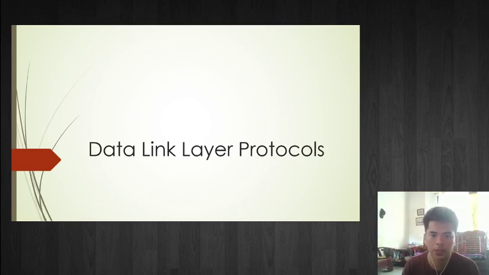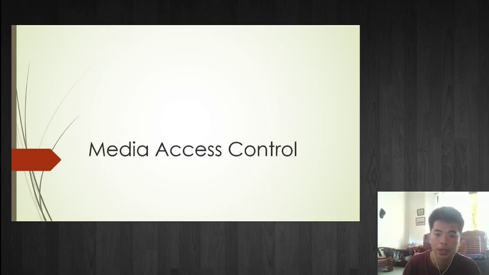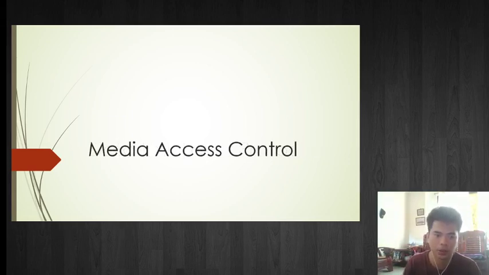The next one is media access control. Here we have the topologies, controlling access to the media, and physical and logical topologies. We have WAN topologies and LAN topologies. When we talk about common physical WAN topologies, they are point-to-point, hub and spoke, and mesh.